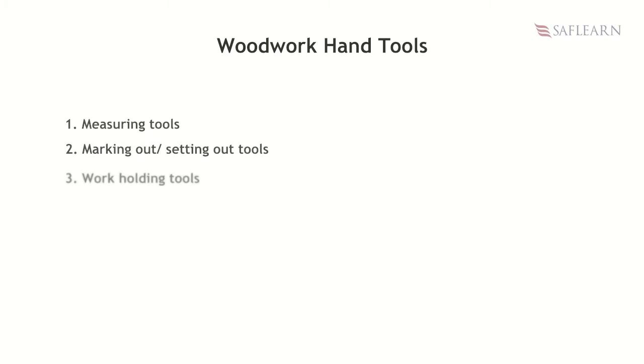There are 6 classes of woodwork hand tools. They are: 1. Measuring tools. 2. Marking out and setting out tools. 3. Work holding tools. 4. Boring tools. 5. Cutting and paring tools. 6. Driving tools. Each one of the classes of these tools will be discussed subsequently.